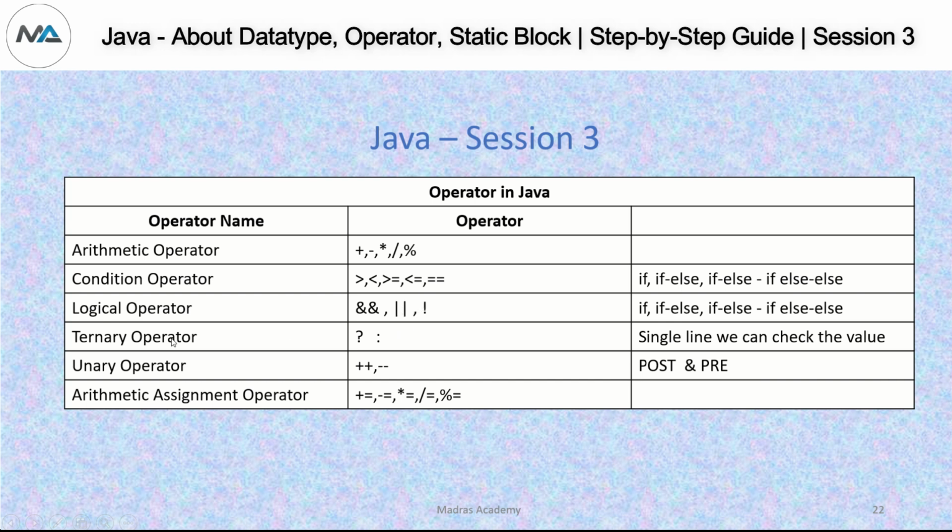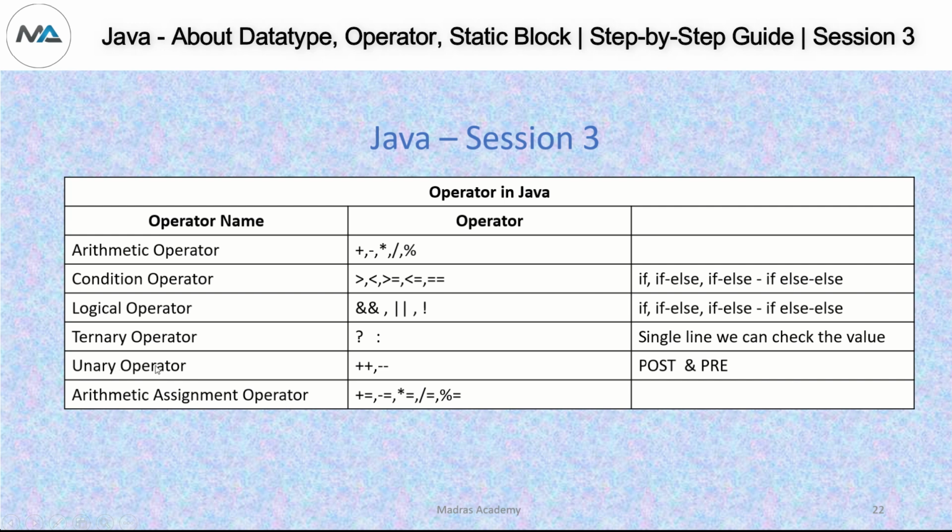And then the ternary operator. Here we are using a question mark and a colon. In a single line we can check the value, and there is no need to write the if else, true block, false block, curly brackets open and close. No need to write that syntax here. In a single line we can check the value while using the ternary operator.